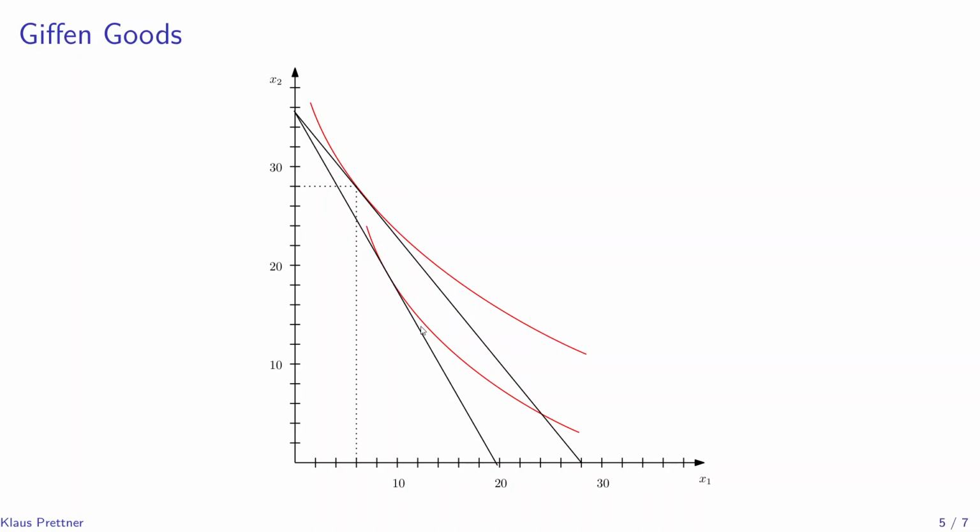If preferences are drawn as they are here, this would imply that the highest indifference curve would then be attained at the point where consumption of good 2 decreased and consumption of good 1 actually increased. So there are preferences for which it could be the case that if the price of a good rises, its demand increases. And these goods are Giffen goods.